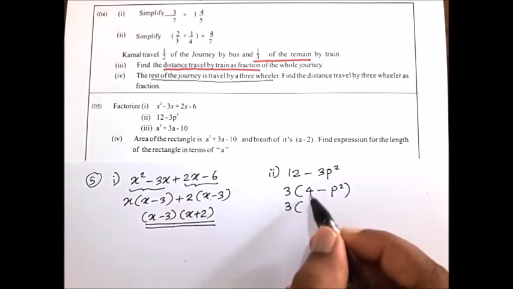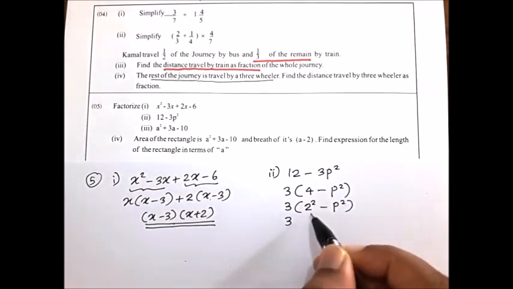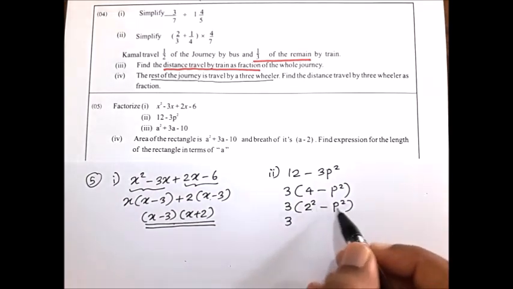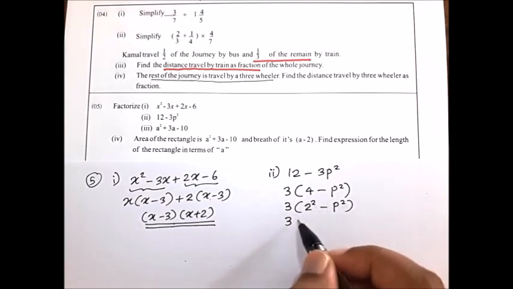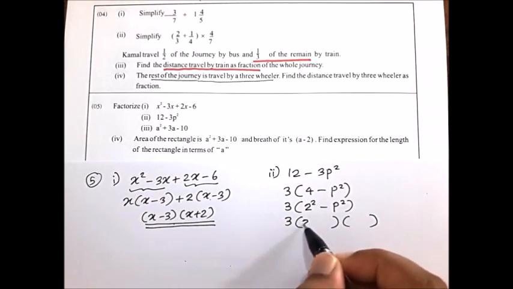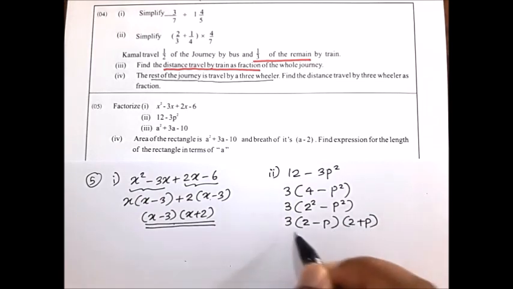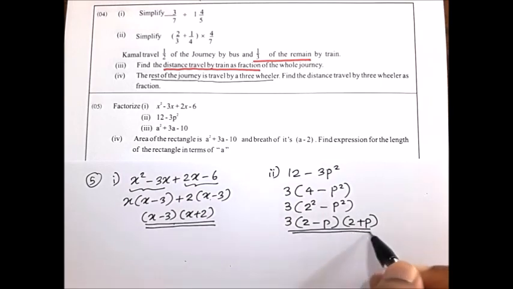4 you can write as a square. It is 2 to the power 2. Then this is a difference of 2 squares. What are the factors? Add these two and subtract these two: 2 minus p and 2 plus p. This is the answer for second part.